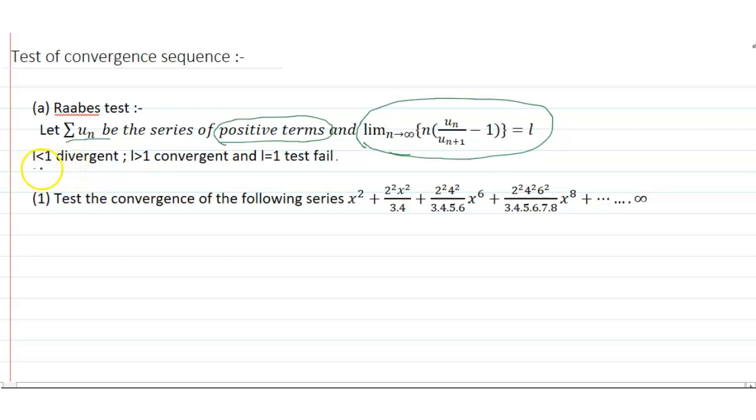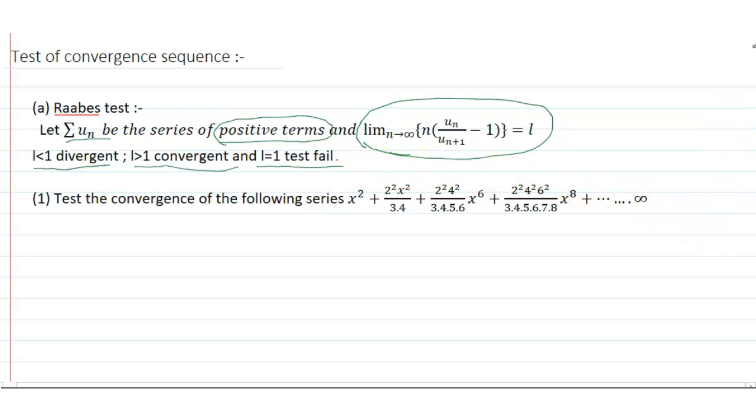So friends, L less than 1 is divergent, L greater than 1 is convergent, and the test fails when L equals 1.